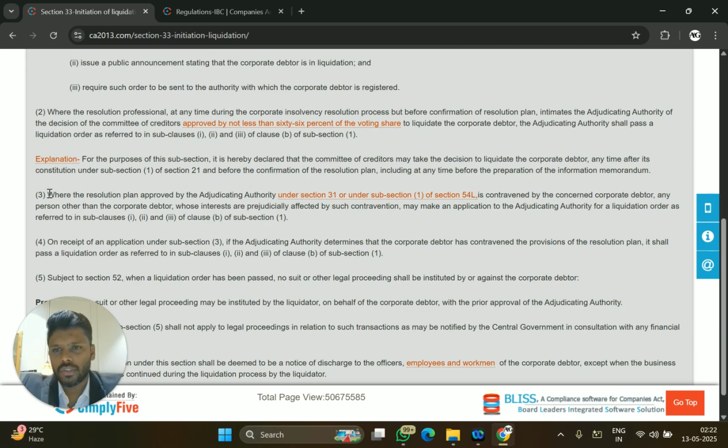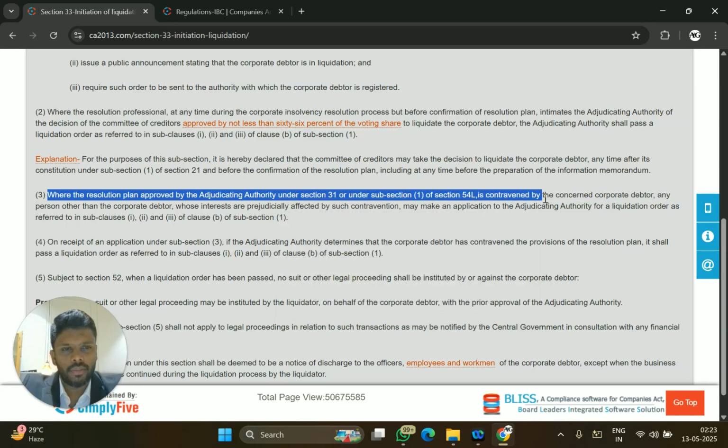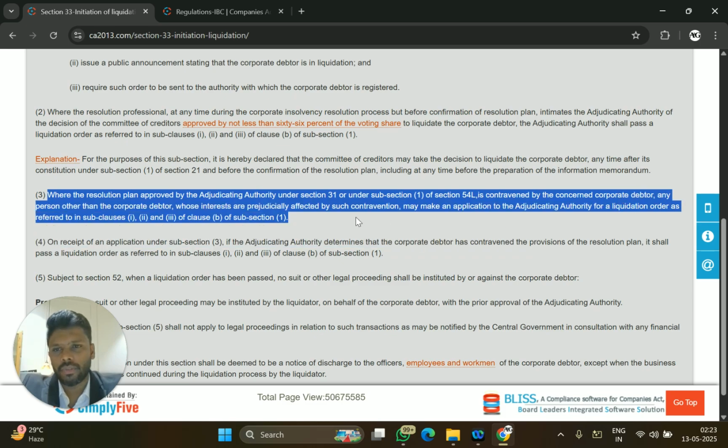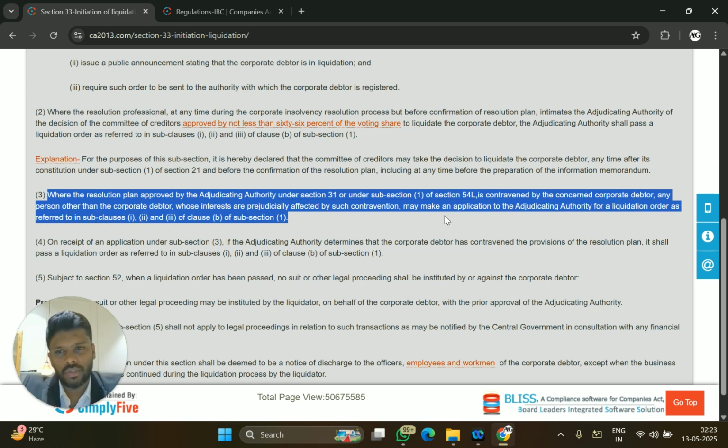4, where the resolution plan approved by the adjudicating authority under section 30 subsection 1 is contravened by the concerned corporate debtor, any person other than the corporate debtor whose interest is prejudicially affected by such contravention may make an application to the adjudicating authority for a liquidation order.